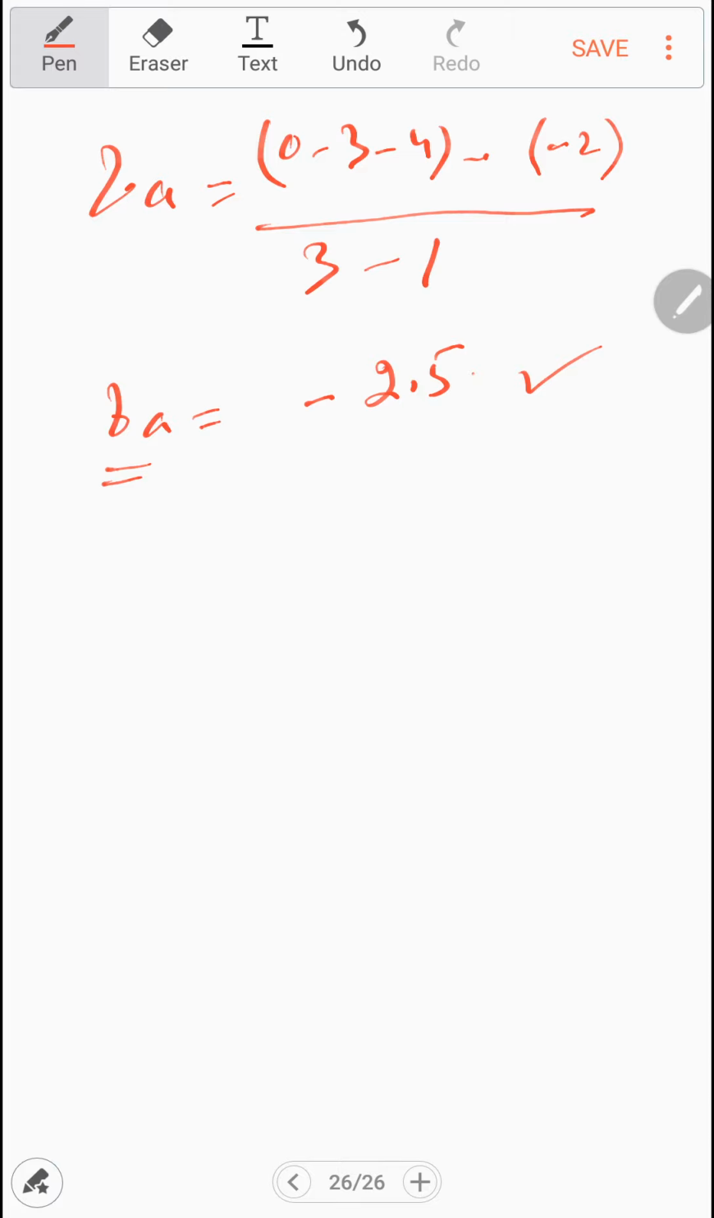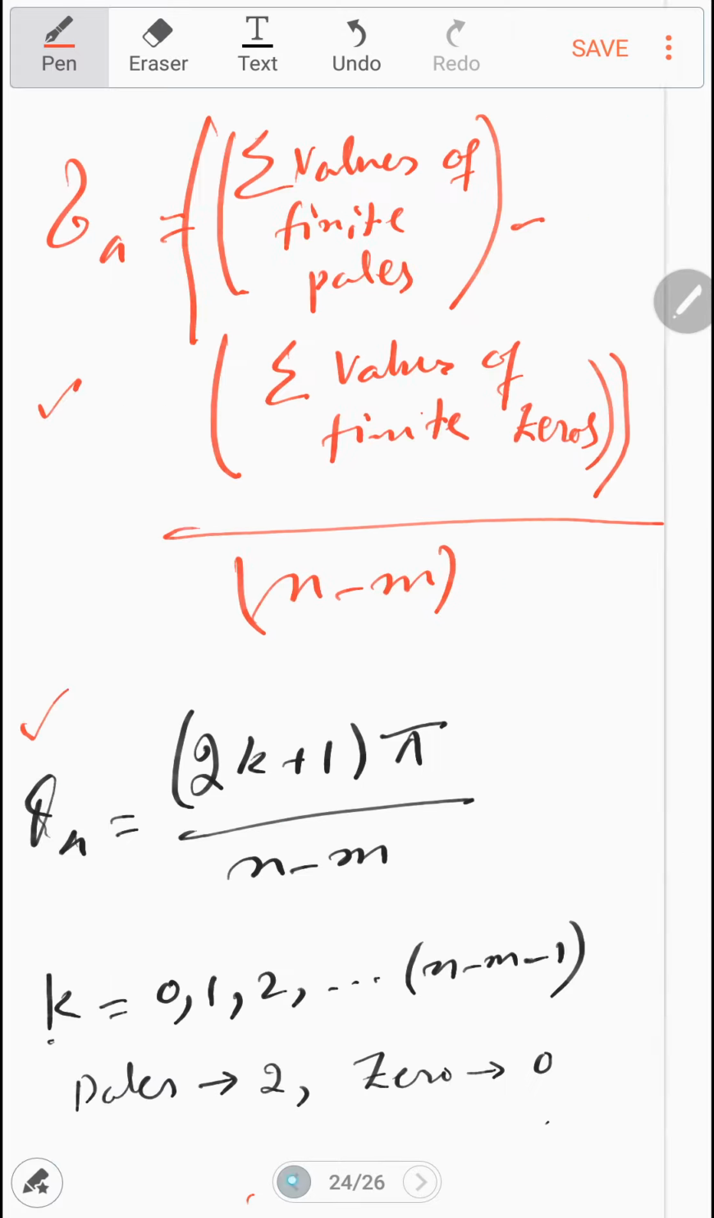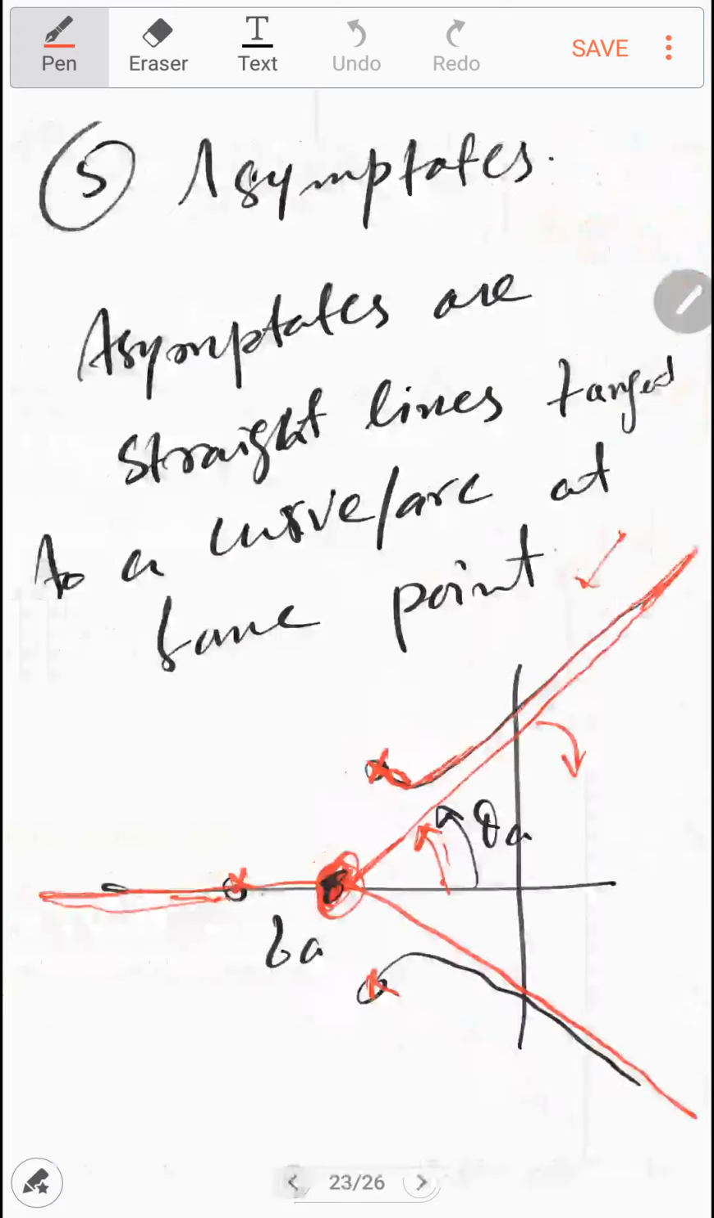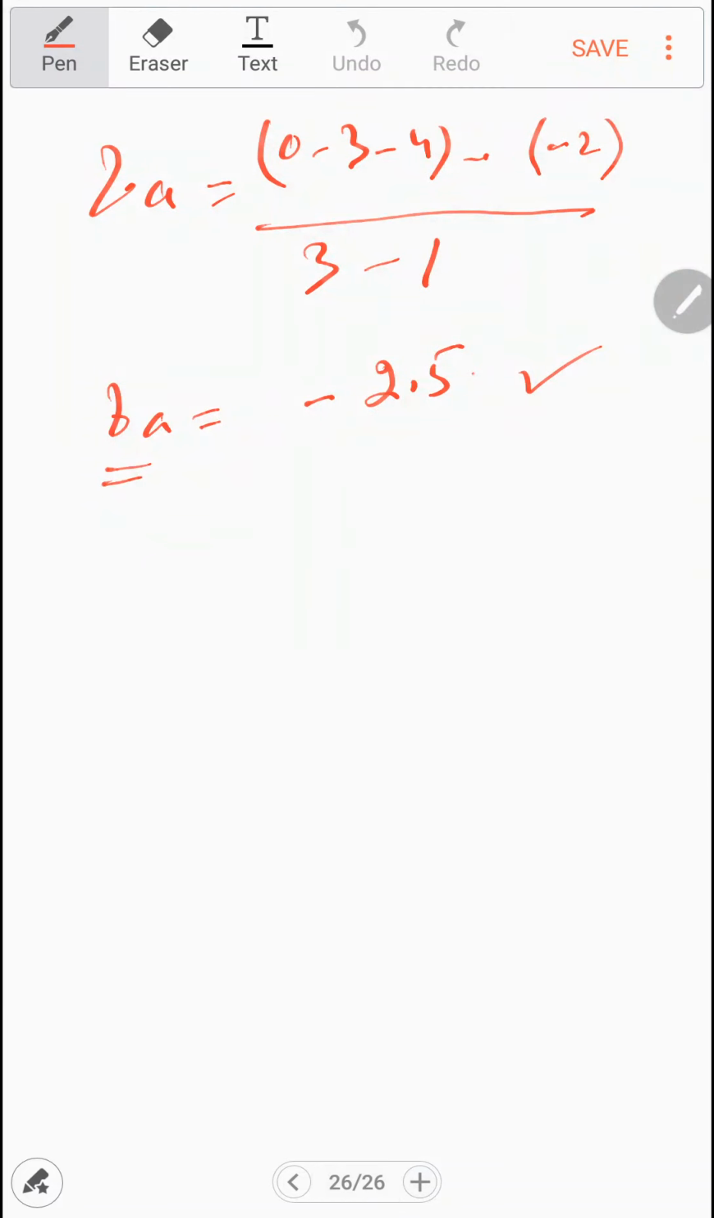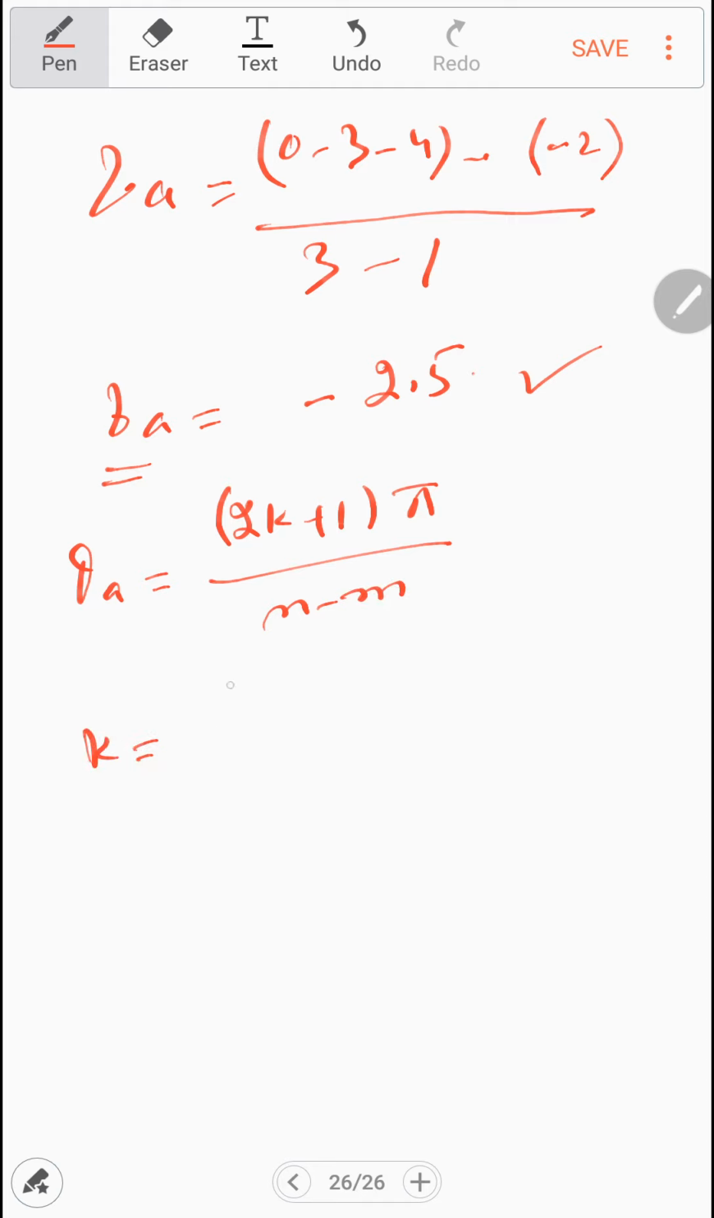Now, the asymptote is not only the point of intersection but also the angle. What should be the angle? You see this angle, so that it completely describes the straight line. The angle information will be given by theta A, which is equal to (2k plus 1) pi divided by n minus m. Now the k will be equal to what? 0.